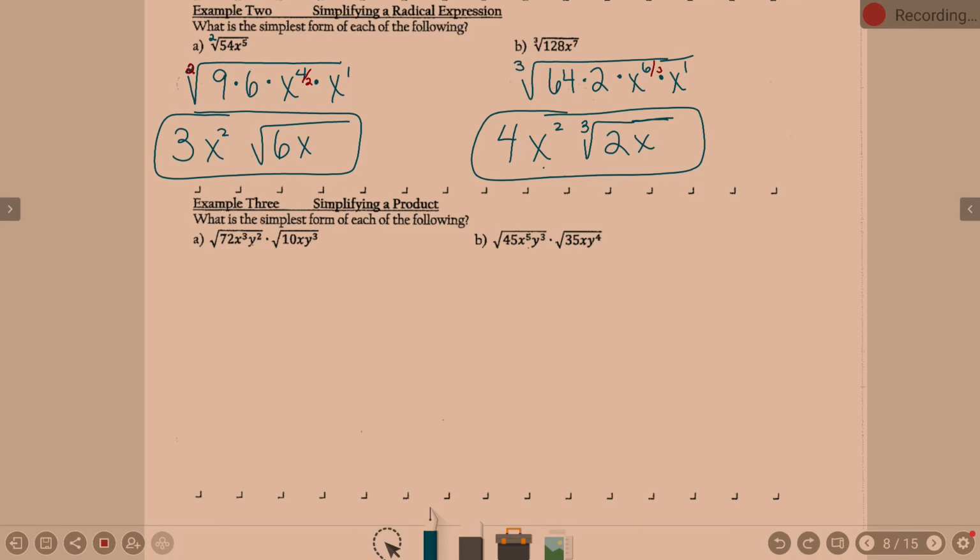Okay? So, first of all, can I multiply these radicals? Yeah, they're both square roots. So let's multiply them.